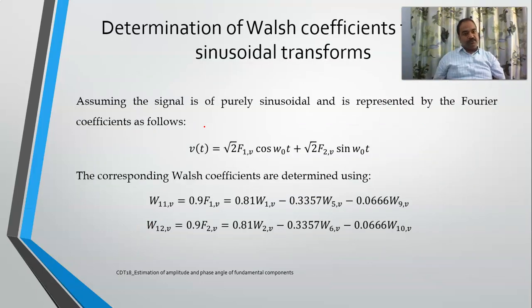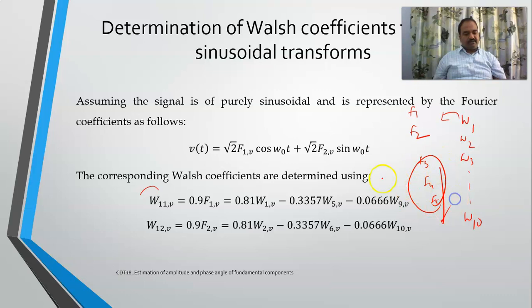Now if you have a pure sinusoidal wave without any harmonics, then it is much easier, and you can directly employ the Walsh coefficients. So how do we determine the Walsh coefficients? Normally, let us suppose I have already determined W1, W2, W3 up to W10, and from these I have already determined F1 and F2. The other terms might not be present here, because it is a pure sinusoidal wave.